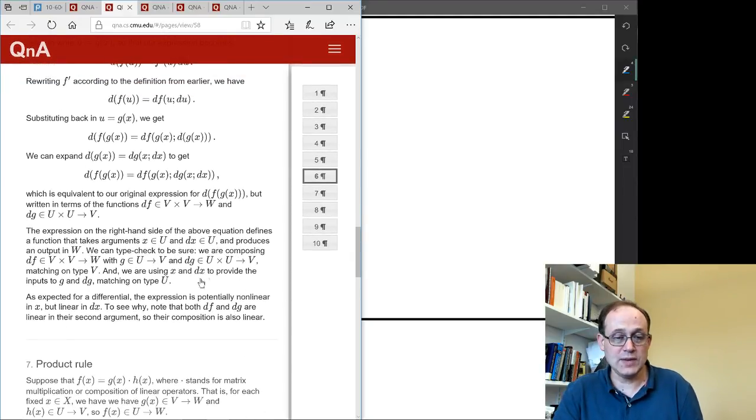And again, it's worth type checking. If we look here, df is going to be a function that takes two arguments in vector space v, x and dx, and maps them to w. And we're composing df with g and dg. And g and dg both have outputs in v, so we can do that composition. And finally, dg expects two arguments in vector space u, which we're providing as x and dx.